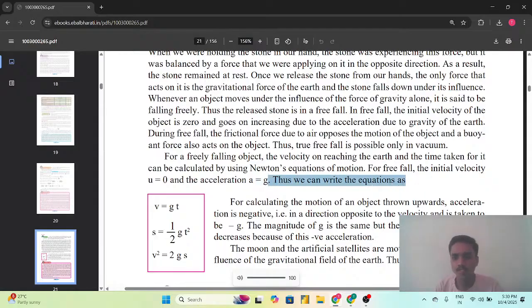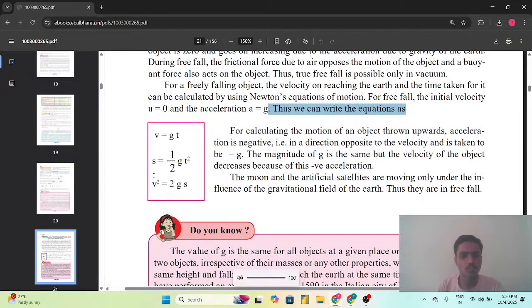Thus, we can write the equations as, v is equal to gt. As we have Newton's first equation, v is equal to u plus at, here the initial velocity u is equal to 0. So v is equal to, and a is the acceleration due to gravity, that is g. So the first equation is v is equal to gt.